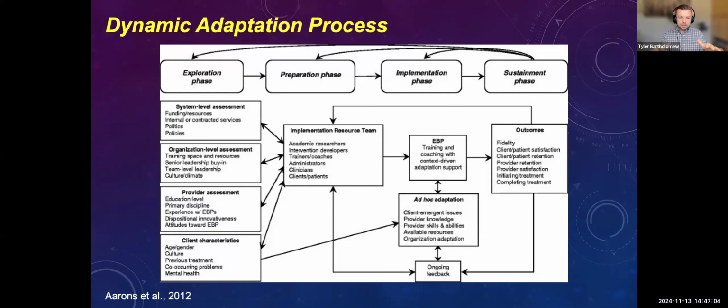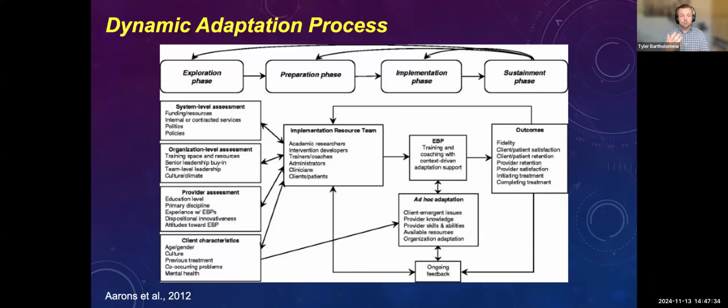So looking again at the staff that are at these organizations, when it comes to education or knowledge of the evidence-based practice, their primary discipline, their experience working with the intervention that we're interested in, and their attitudes towards it. And then client characteristics. So again, these are end users of our intervention itself that we want to do an assessment of.